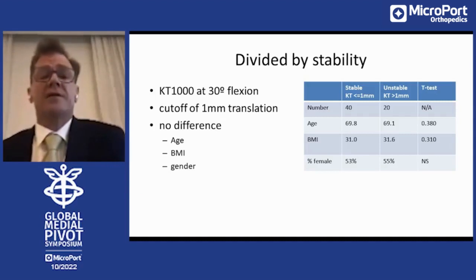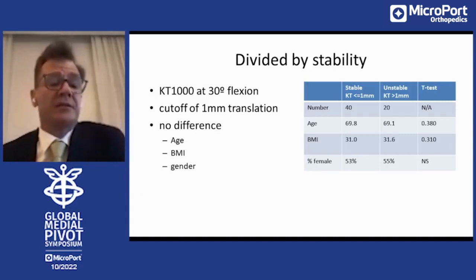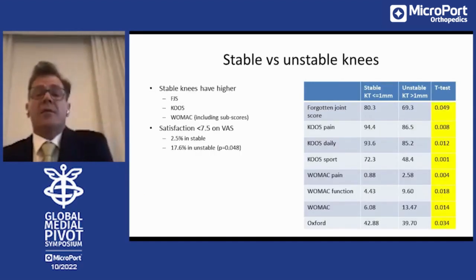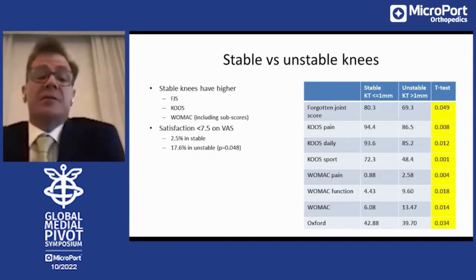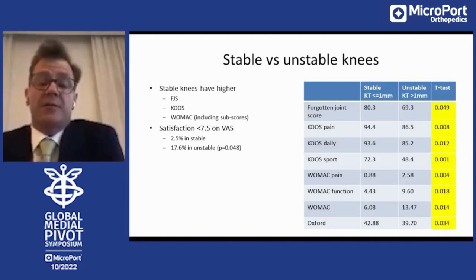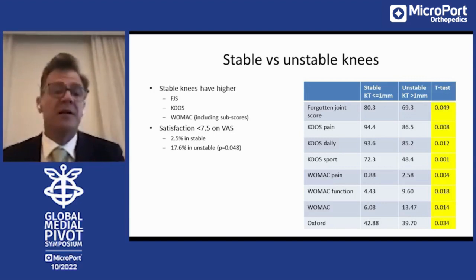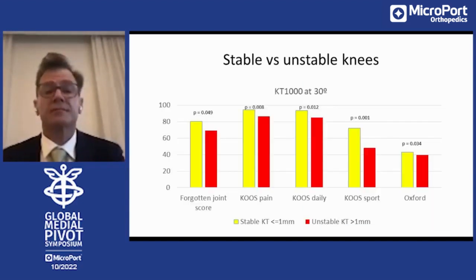When we divided the patients by stability, there was no difference in the age, BMI or gender. But when we divided by stability, there was a significant difference in a lot of the patient-reported outcome measures, particularly the forgotten joint score and Coues Sport, but also these other scores. So you can see Coues Sport here had the greatest difference.